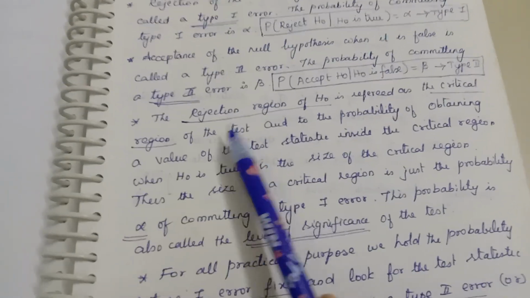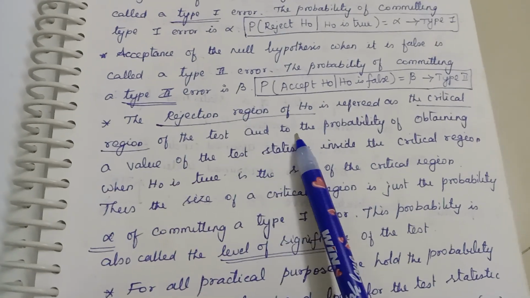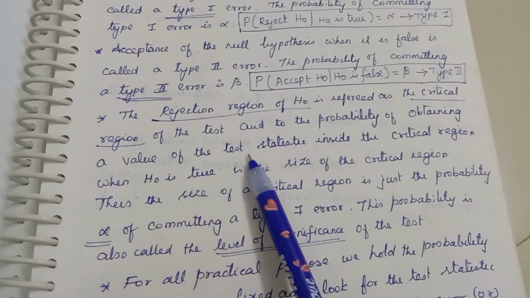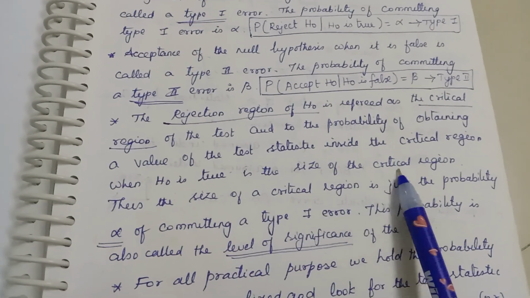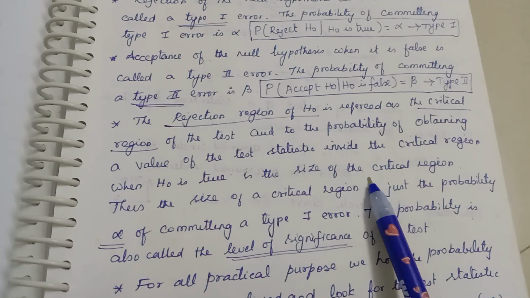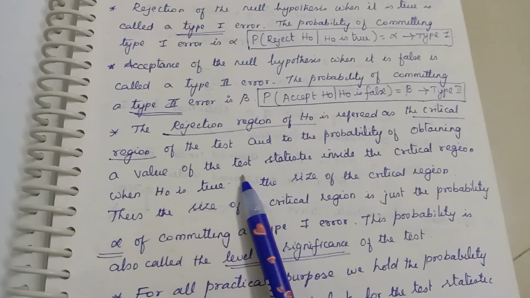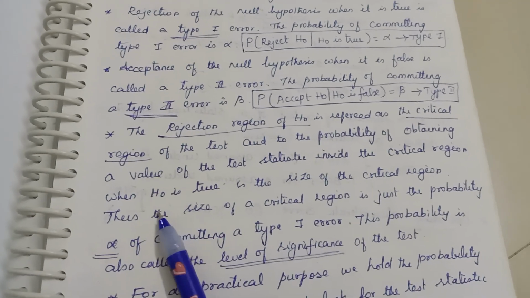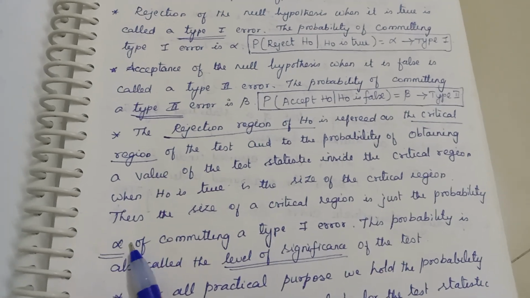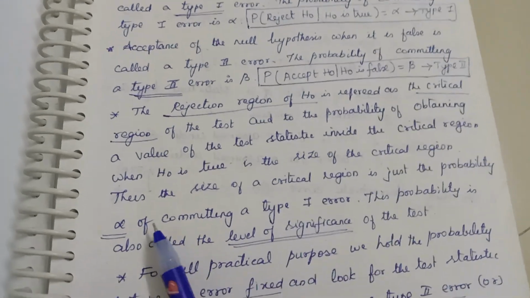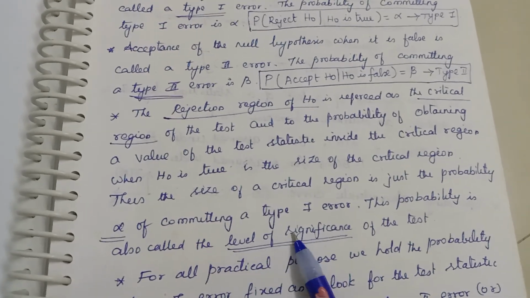Then the rejection region of the null hypothesis is called the critical region. The probability of obtaining a value of the test statistic inside the critical region when H naught is true is the size of the critical region. So the size of the critical region is just the probability alpha of committing type 1 error. And this is also called the level of significance.